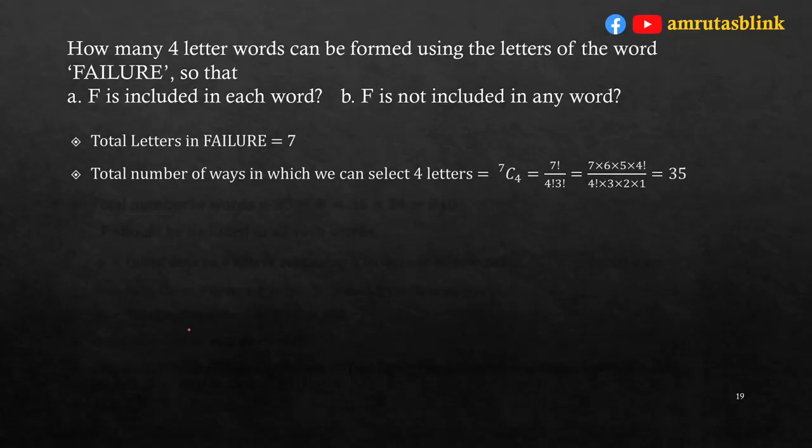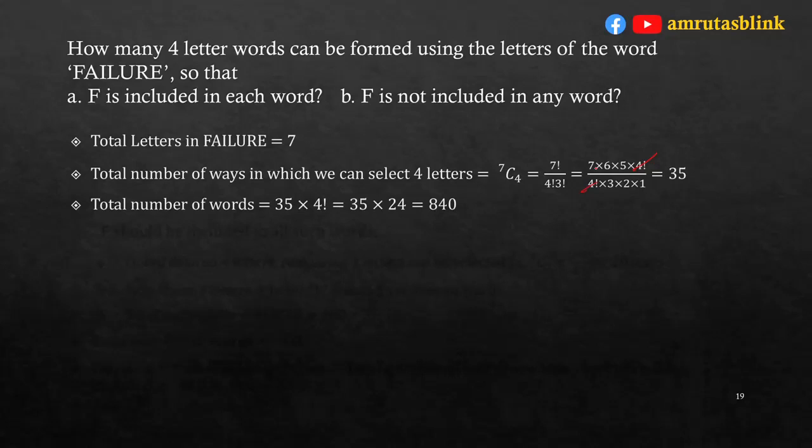Now out of these 7, what we need to do is, we need to first select 4 letters, because we need to create the words of 4 letters. So total number of ways in which we can select 4 letters is 7C4, that is 7 factorial upon 4 factorial into 3 factorial, which is 7 into 6 into 5 into 4 upon 4 factorial into 3 into 2 into 1, that is 35.